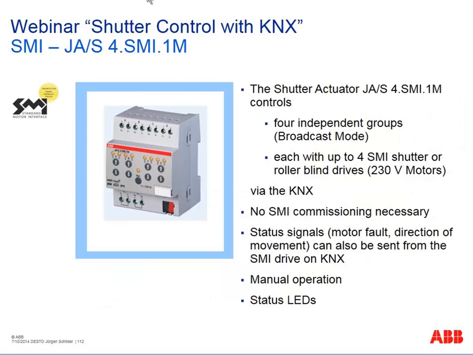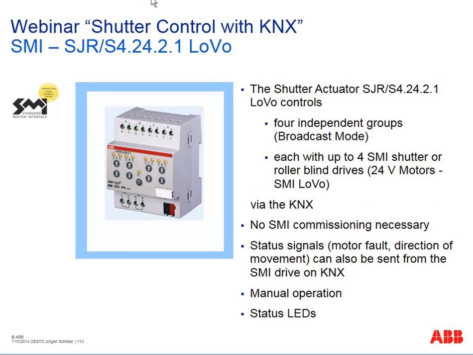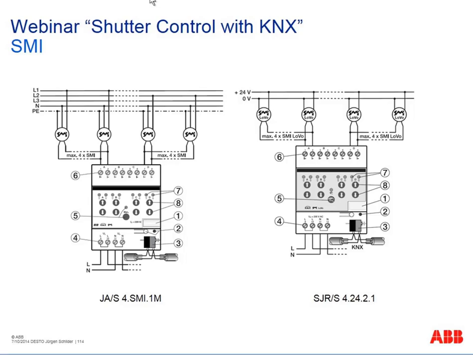So this is the shutter actuator to control the 230 volt motors. Here we need KNX, we need a 230 volt operating voltage, and here we have the 4 outputs of our 4 independent groups, and the only limitation is 4 motors per group. The same in our low voltage actuator. The only difference is that it is allowed to connect 24 volt SMI low voltage motors. The application or the software parameters I will show you later.